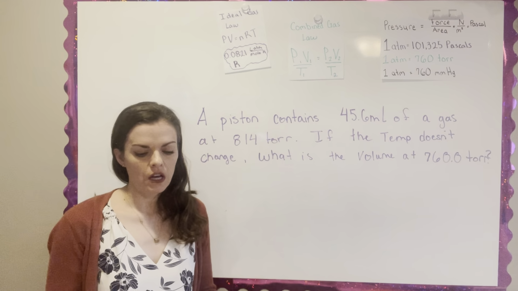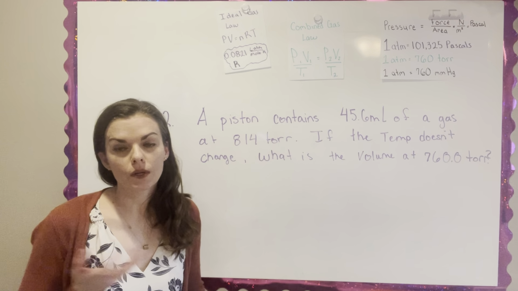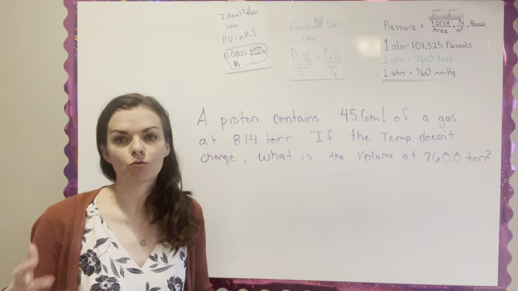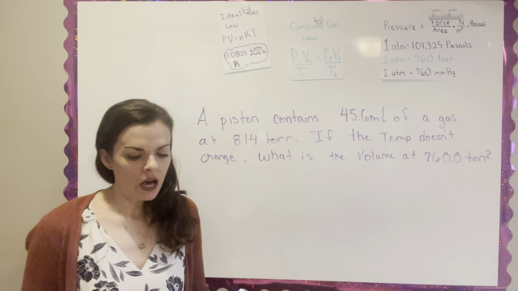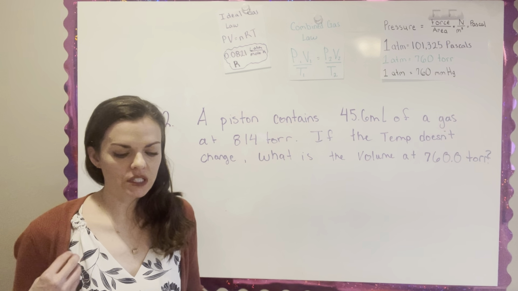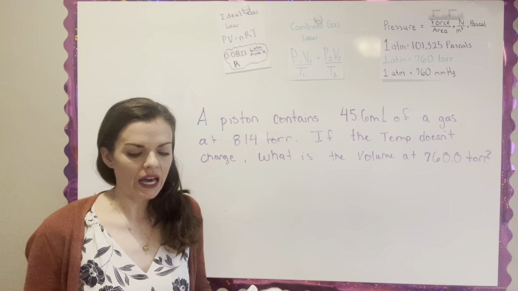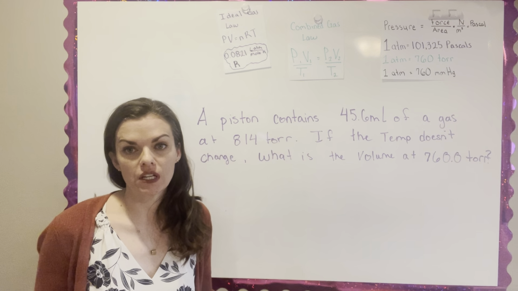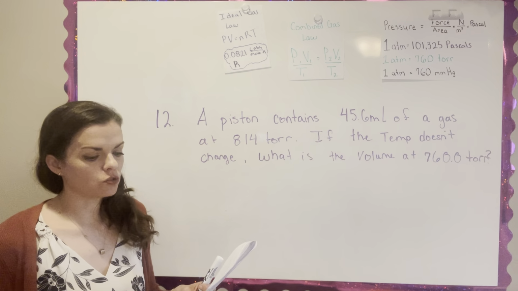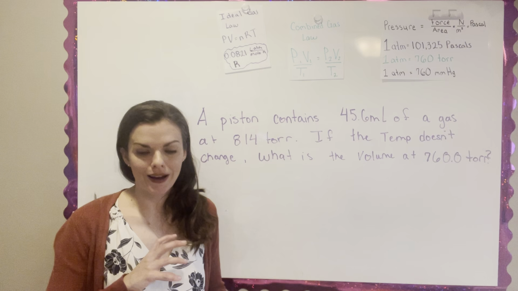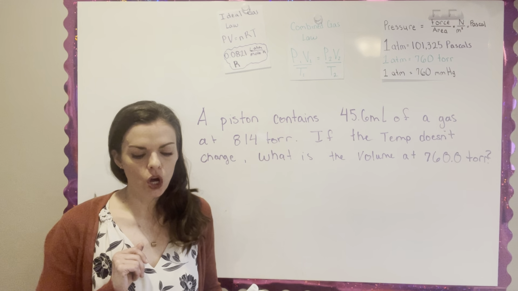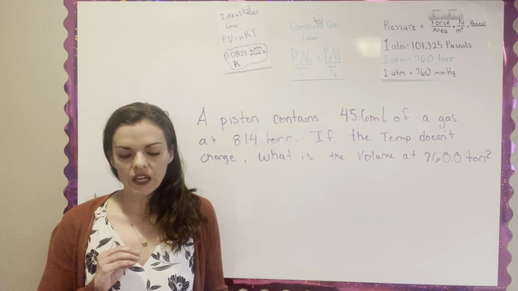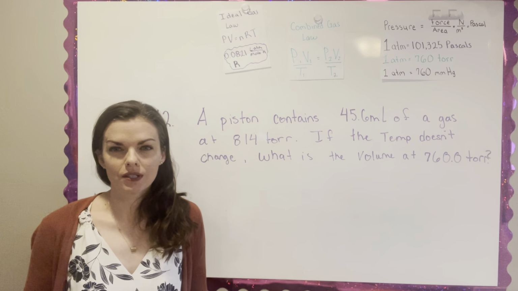Number 12 tells us a piston, so that would be located in an engine, contains 45.6 milliliters of gas at a pressure of 815 torrs. And then it tells me that the temperature is going to stay constant. So it says temperature does not change. What is the volume of the gas at a pressure of 760 torrs?